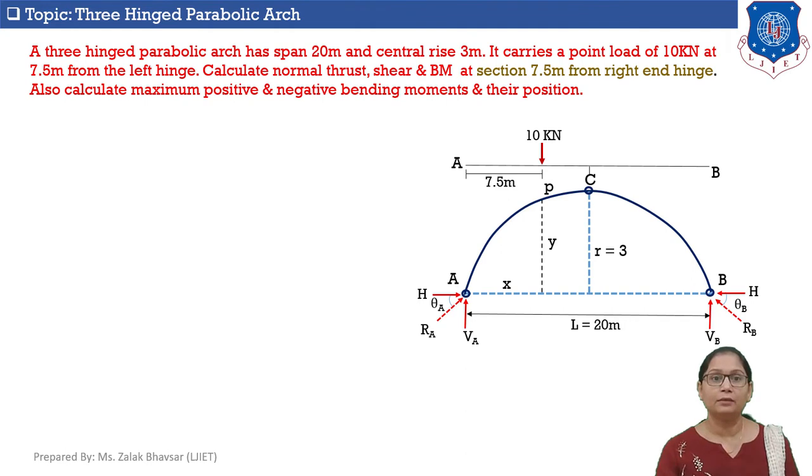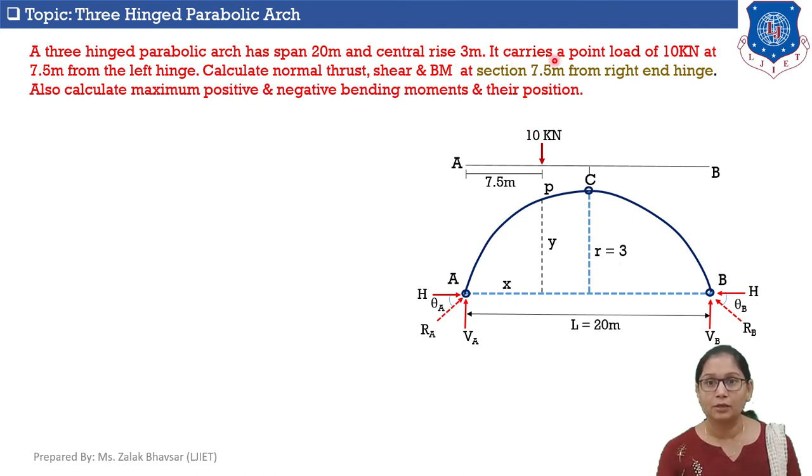Here one three hinge parabolic arch is given. You can see that here is the three hinge parabolic arch. There are hinges at point A, point B and point C. Total span of this arch is 20 meters, so capital L is equal to 20 meters, and central rise is 3 meters. It means you can see that here central rise small r is equal to 3 meters.